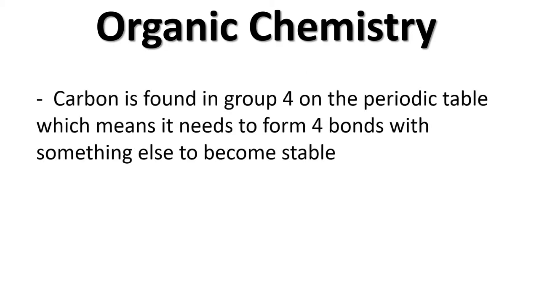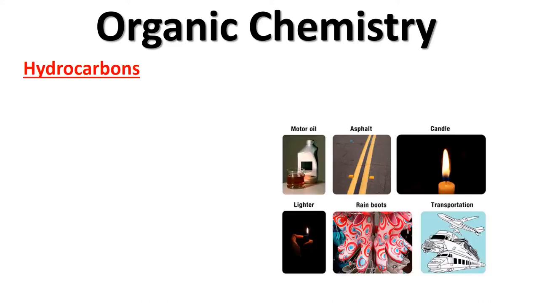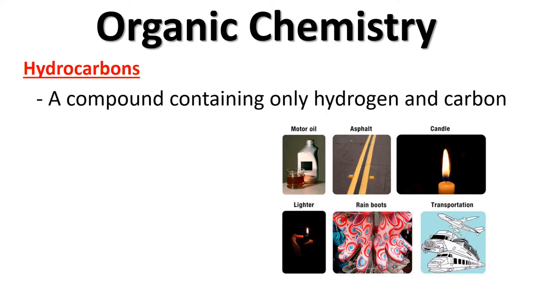So what's special about carbon? Well, it's found in group 4, which means that it needs to form 4 bonds to become stable. So it's all about the number 4. And what we're going to be doing a lot here is we're going to use hydrogen, because hydrogen is able to come along and nicely fill one of those 4 bonds with the carbons. They can fill all 4, they can fill 3, 2, or 1, whatever they're going to do.